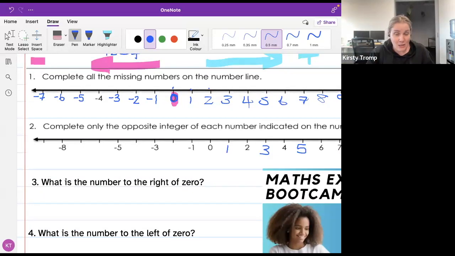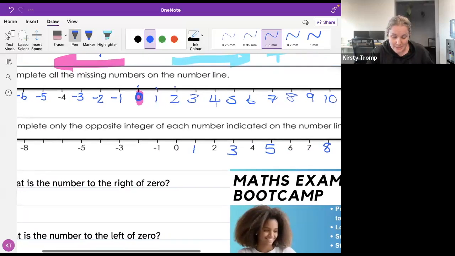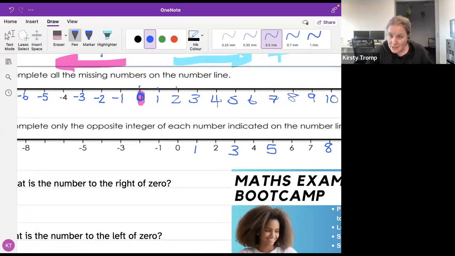Are we done yet? No, we're not done, because remember, integers are also positive numbers. So now I need to come to this side of the number line. They gave me 2. What's the additive inverse or the opposite of 2 going to be? The opposite of 2 is going to be -2.